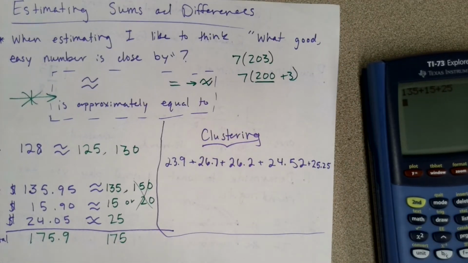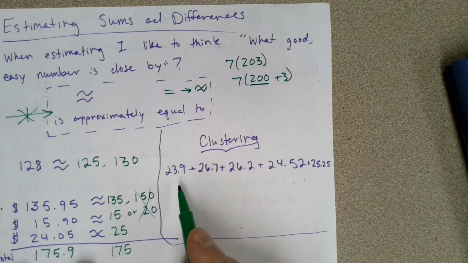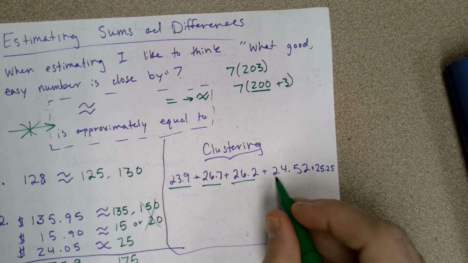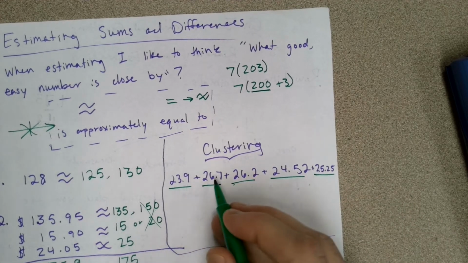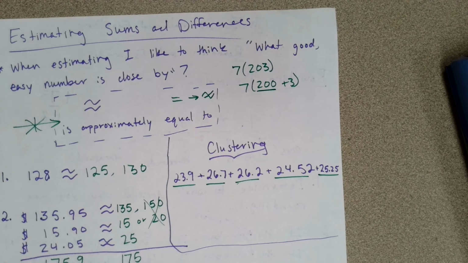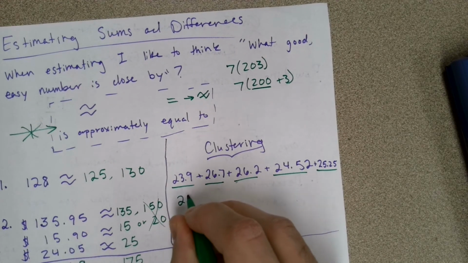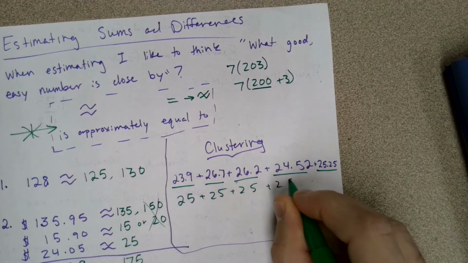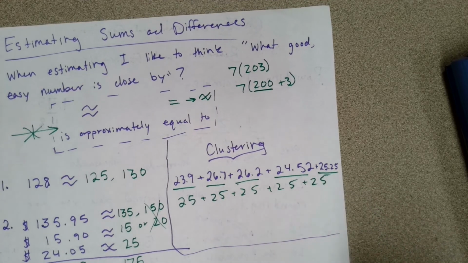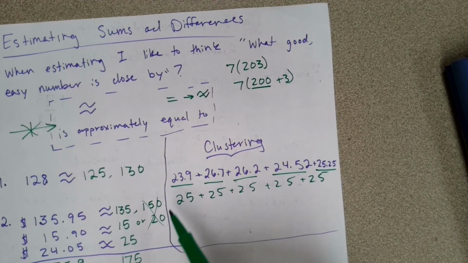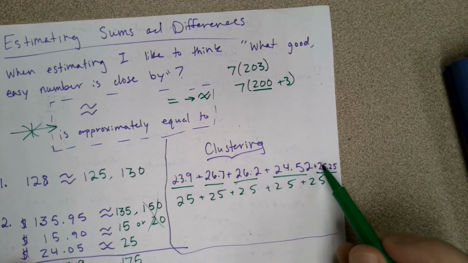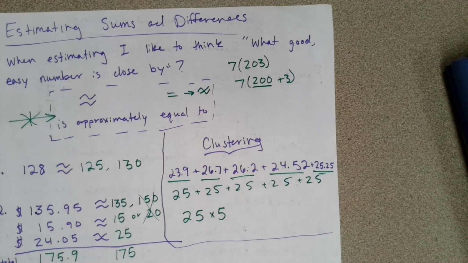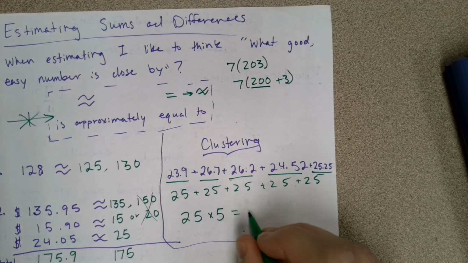Right over here, I have something called cluster estimating. So we look at these numbers. They're all pretty close to something. What's a good number that they're all pretty close to? I see 1, 2, 3, 4, 5 of them. Oh, they're all pretty close to 25. So I can do 25 plus 25 plus 25 plus 25 plus 25. Or if I see that they're all pretty close to 25, I can just count up how many there are. 1, 2, 3, 4, 5. And I can do 25 times 5. Real quick cluster estimation.